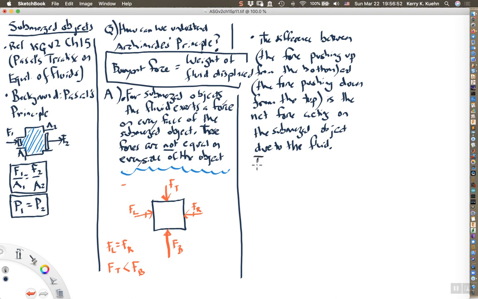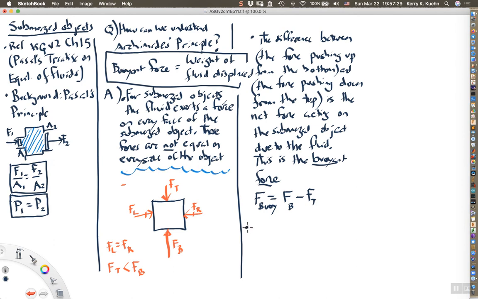And this is exactly what we mean by the buoyant force. That is the buoyant force. In other words, the buoyant force acting on this object is equal to the force pushing up from the bottom minus the force pushing down from the top. The difference in those two forces is what we mean by the buoyant force. That is the net force acting on this object.